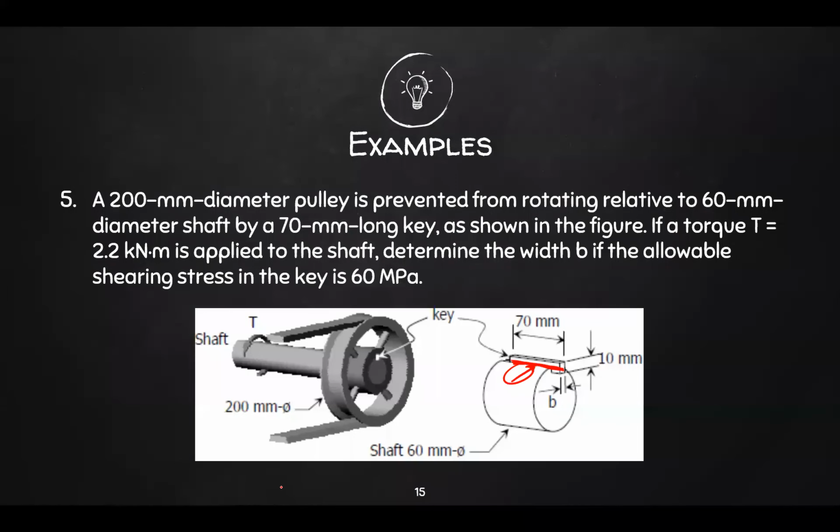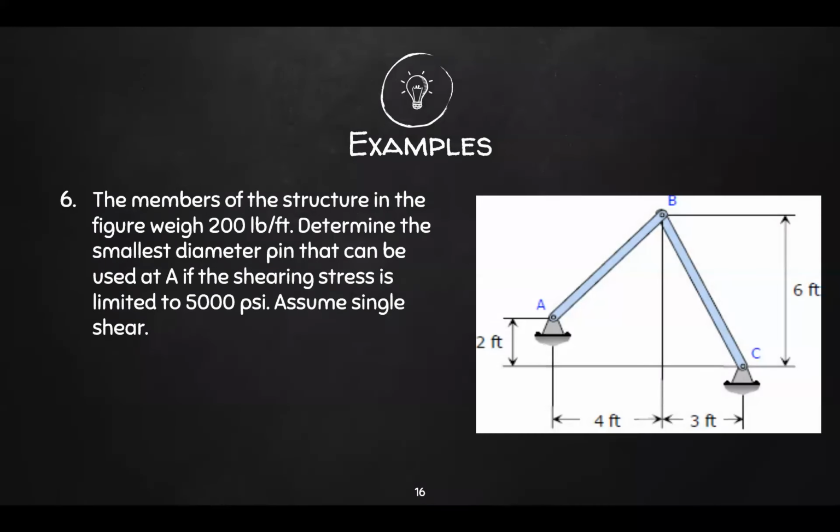Okay, number 6. The members of the structure in the figure weigh 200 pounds per foot. Determine the smallest diameter pin that can be used at A if the shearing stress is limited to 5,000 psi, and then assume single shear. So we have this figure. The distributed weight is given because there's a per feet in the unit. The question is, what should be the diameter of the pin at A?